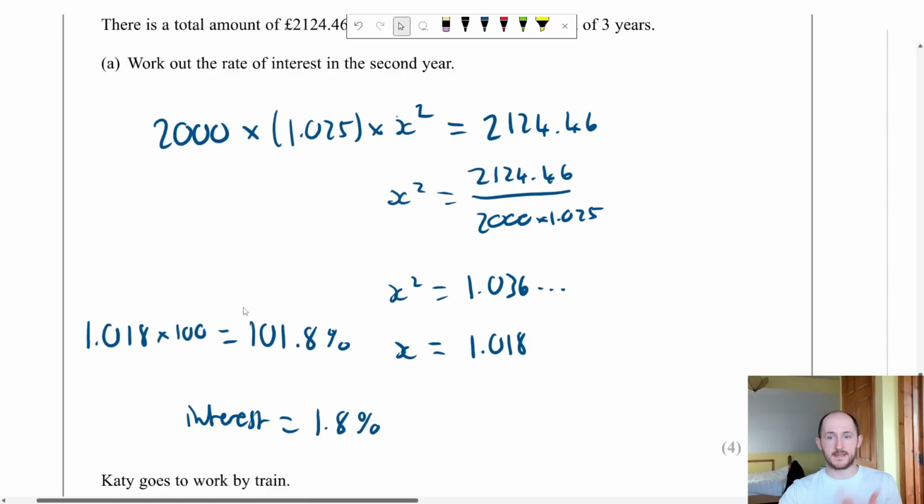Some people, when they set up their equation, would get 101.8, in which case you'd need to subtract 100 and get to this, or you may need to divide. So just always think about how your interest rate looks, or how your answer looks, and compare it to what you know it should look like.